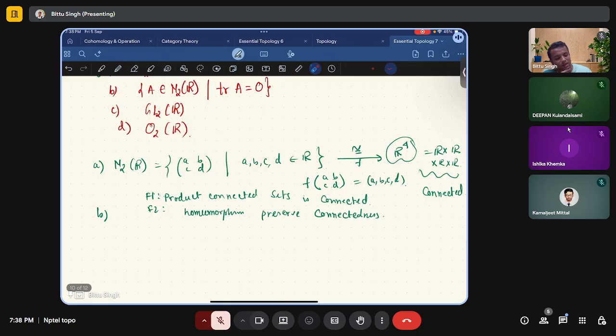Now consider all such 2 by 2 matrices A such that trace of A equals 0. Now what about this? Is it connected or not? So let me denote it by some set S. So S contains... consider this map F from S to R3.